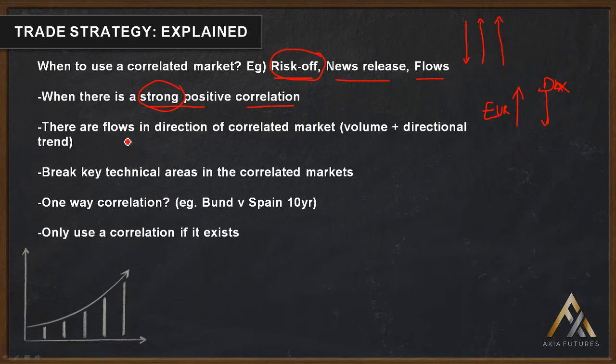Now, the important thing to understand is it's not always that if euro is going up, DAX goes down. It's when there are flows in the direction of the correlated market. And again, I'll show you what those flows look like in a minute. Now, some of the key things to pay attention to is when we have a key break of technical areas. In this example, for instance, in the euro, we do then tend to see the correlations occurring in the DAX at the same time. Again, I will show you that in the next chart.